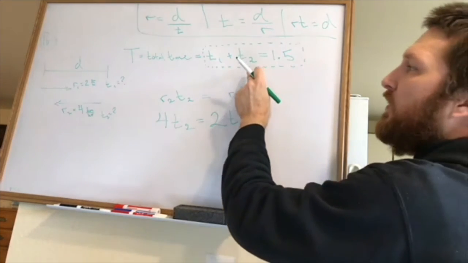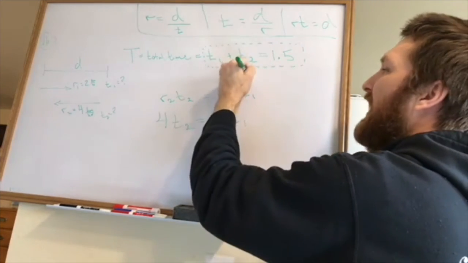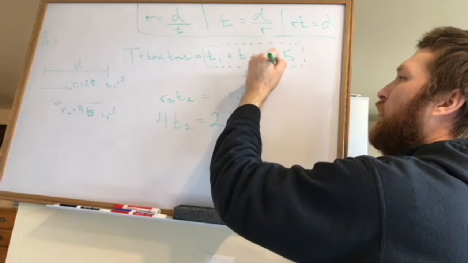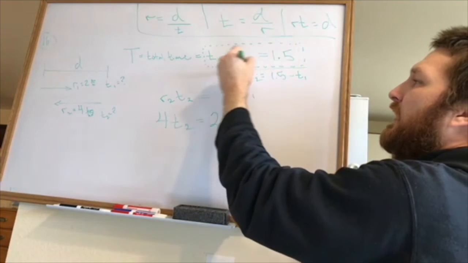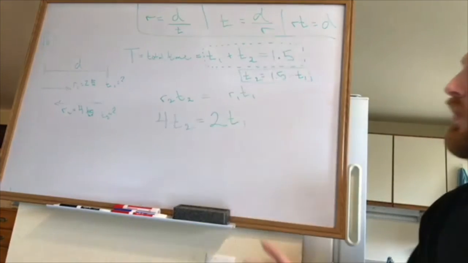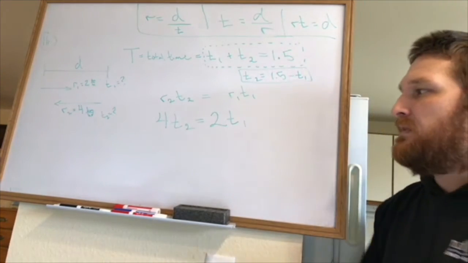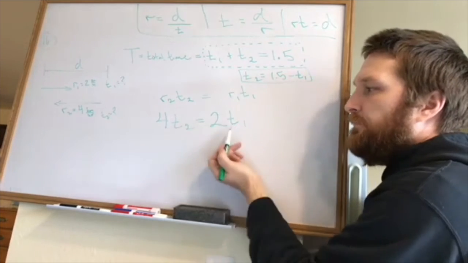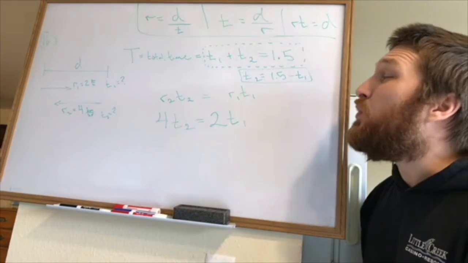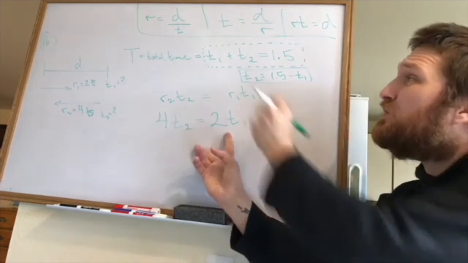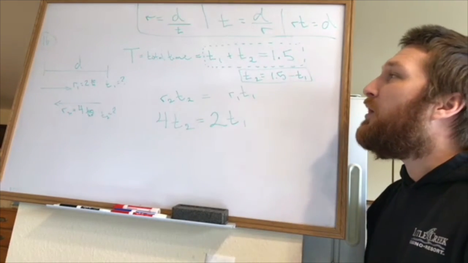Since we know that T2 plus T1 is equal to 1.5, I could say T2 is equal to 1.5 minus T1. And now I've taken an equation. And there's another principle we've talked about a bunch of times. I have 2 unknowns. I need 2 equations to solve them. If you wanted to, you could turn these 2 equations into a matrix and solve that way, but we don't need to do that.